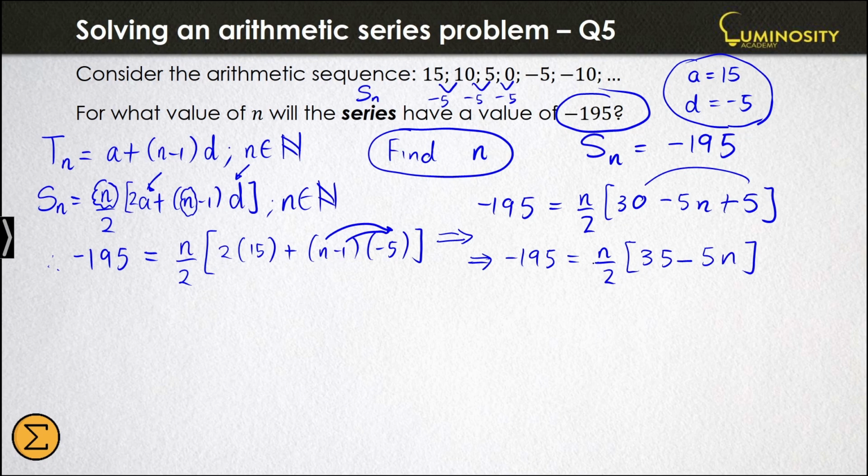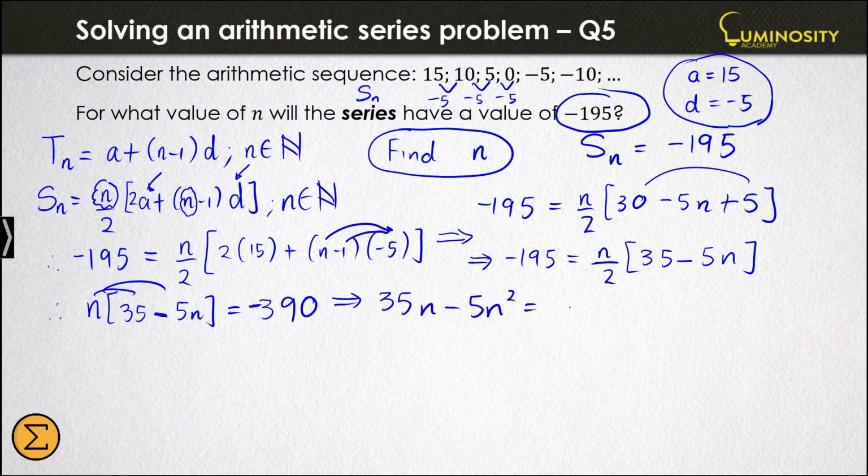So I'm going to multiply both sides by 2 now in this equation to get rid of that denominator term there. So therefore, n times 35 minus 5n equals, well, -195 times 2 is going to give you -390. Now I'm going to expand that n out. So I'm going to get 35n minus 5n squared equals -390. Next, I'm going to move all these left-hand terms to the right so I can get a positive n squared term. So I'm going to get 5n squared. The positive 35n becomes -35n, and that -390 stays where it is.